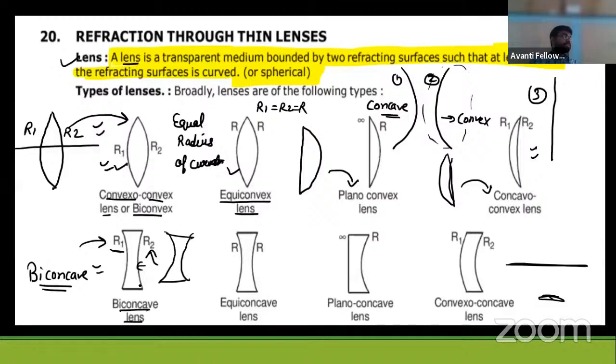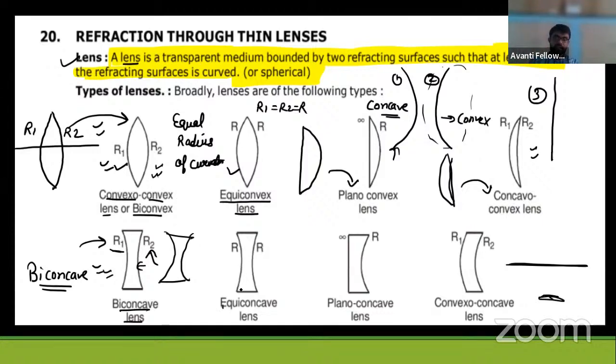It depends on whether it is bulged out or bulged in. For convex, it is like this. For this one, if you see from this side, it's bulged in, so you'll treat it as concave. Concave matlab basically it's this. And this one is convex.